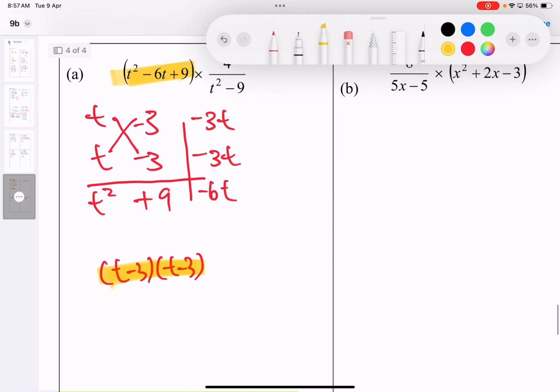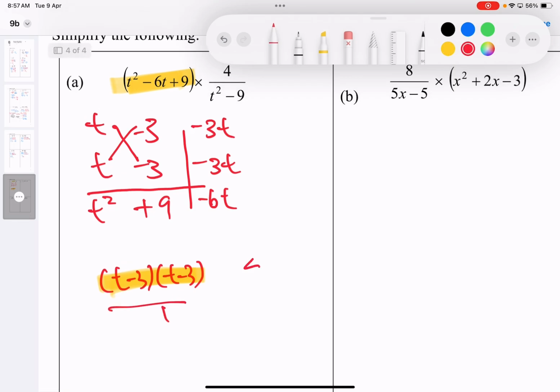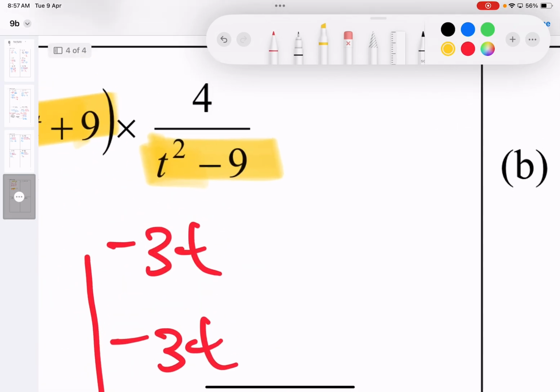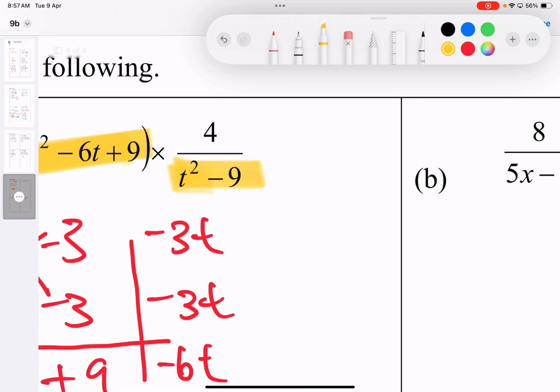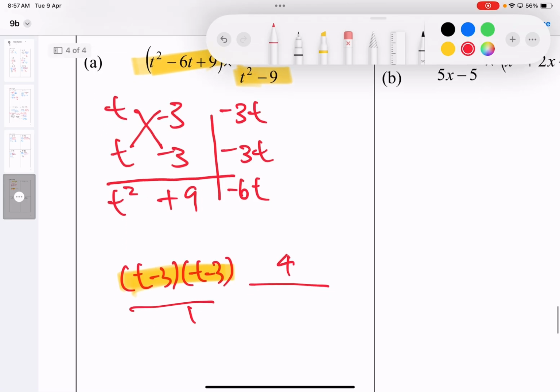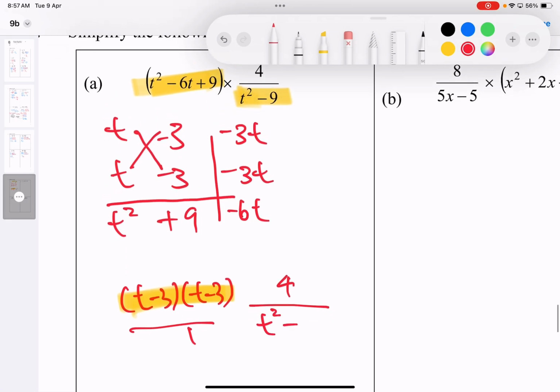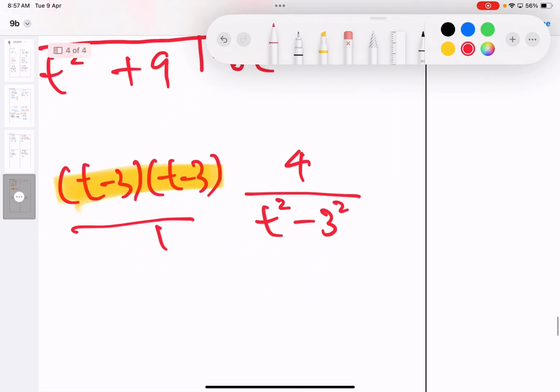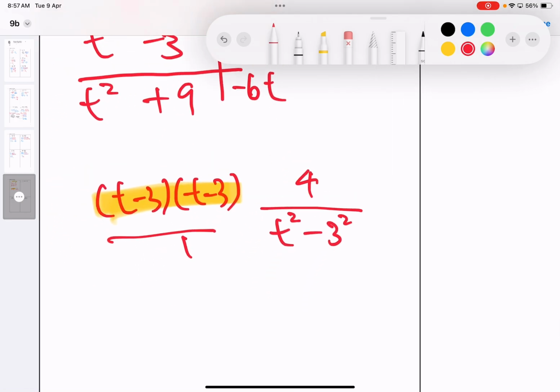Okay? And you know that this thing is multiplied by 4 over. How do we factorize this thing? This is t squared minus 9. How do we factorize t squared minus 9? This one you have to remember, this is of the form t squared minus 3 squared. Do you notice? 9 is a perfect square. I can change it into this form. Do you guys remember what is the factorization of a squared minus b squared? I've been asking you guys to memorize for so long.